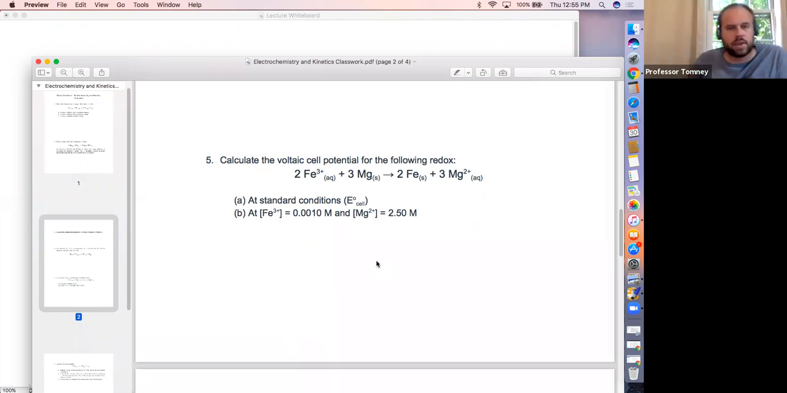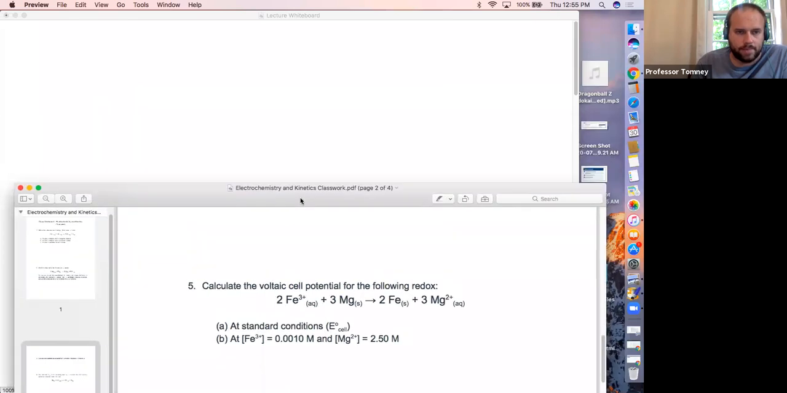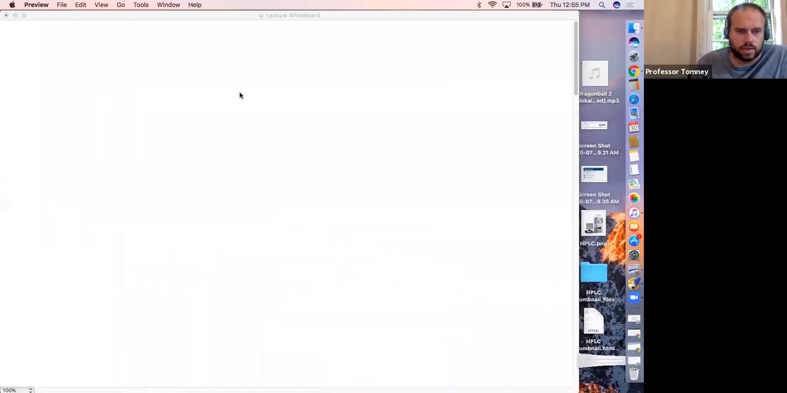All right, so what we have here is iron 3+ going to iron solid, so it had to gain electrons. And the magnesium is going from solid to magnesium 2+, so it was the one oxidized because it lost electrons. So magnesium is oxidized here, the iron is reduced. So we're going to set up our standard E cell like we've been doing. That'll answer A, and then the next thing we're going to do is head over to B with those concentrations.